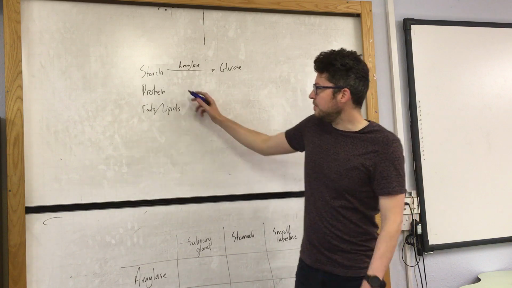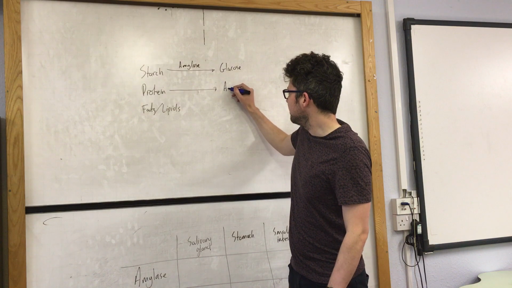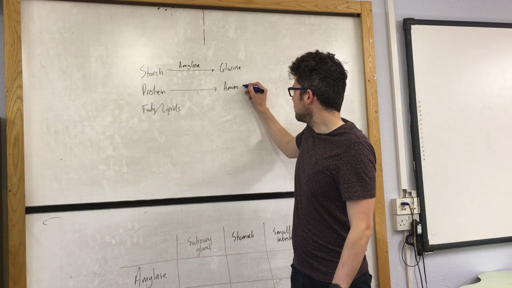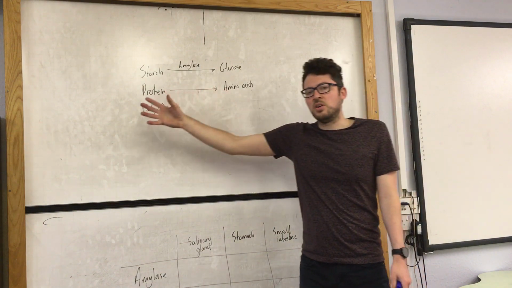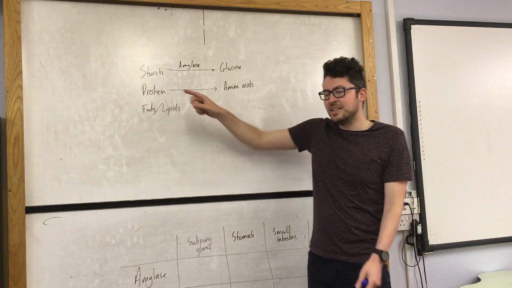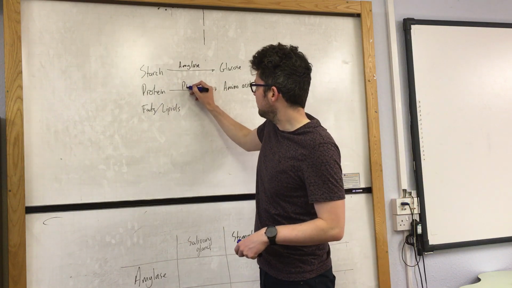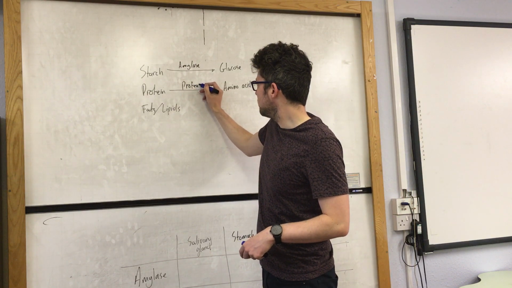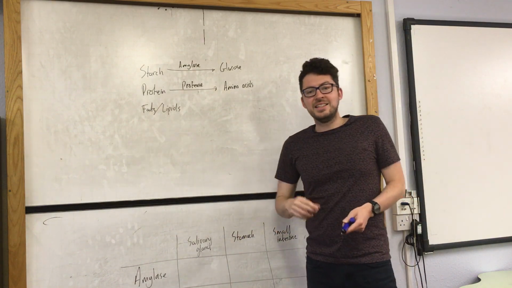Protein. Protein gets broken down into amino acids. And as you know, amino acids are the building blocks of proteins. And protein is broken down by an enzyme called protease. So protein is broken down by an enzyme called protease, fairly easy to remember.